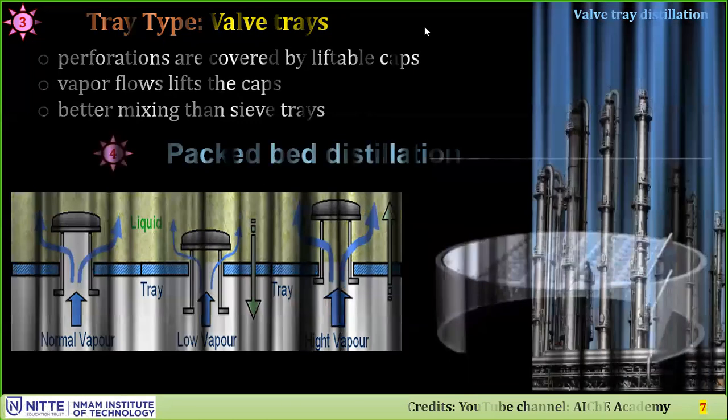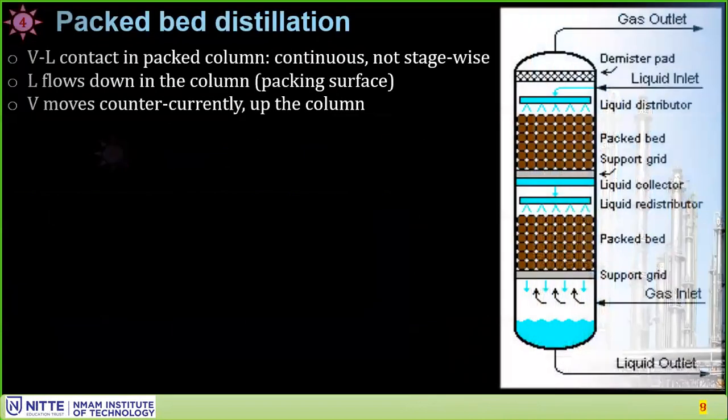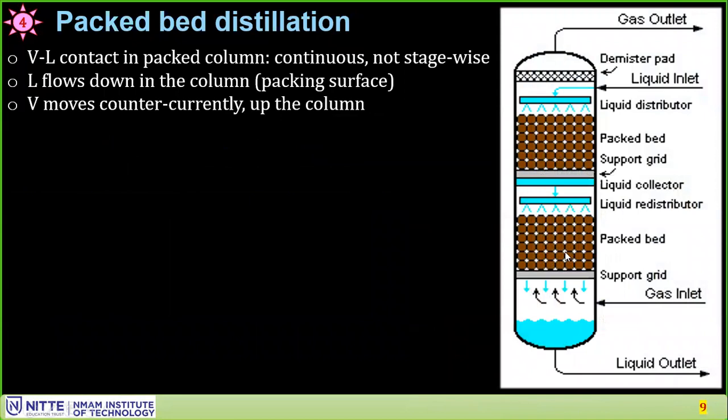Alright. Let's look at the next type, packed bed distillation. It is almost similar to the tray column distillation. The difference is that in tray column, sieve plate distillation, you have the trays. Here you have the packing materials. So vapor and liquid come in contact inside the packed column. Here, in the packed column, they are continuous and it's not stage wise. You don't have stages, it is a continuous operation.